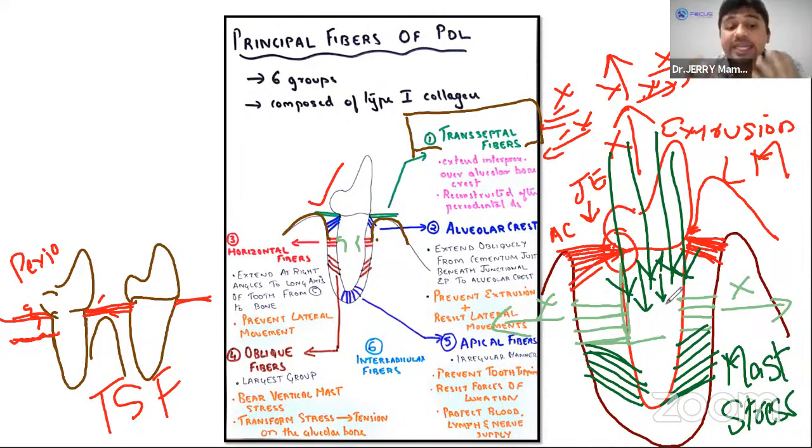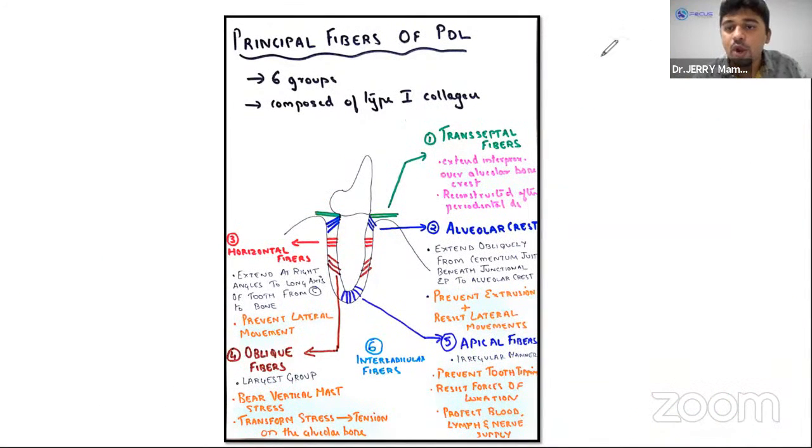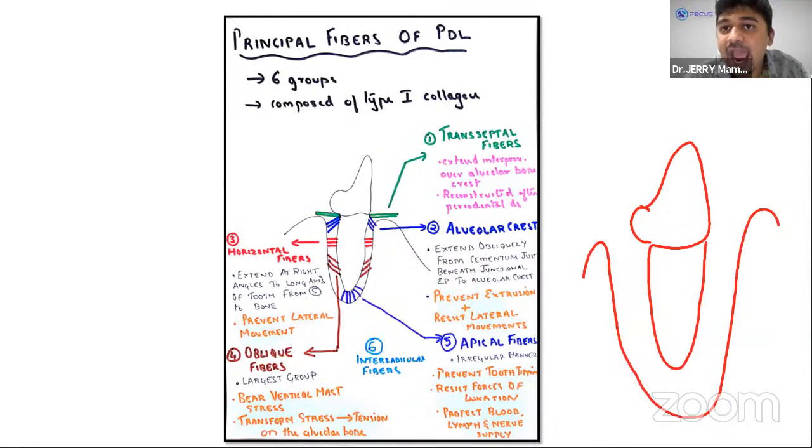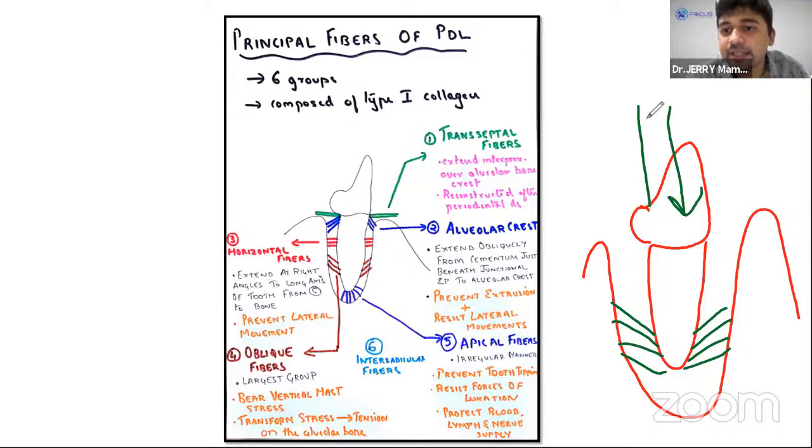They bear the vertical masticatory stress, or they take that stress and transfer it into the surrounding alveolar bone. That is their function. When vertical masticatory forces come, they take up those forces and then transmit them into the surrounding alveolar bone. So when vertical forces come like this, they will take up these forces.